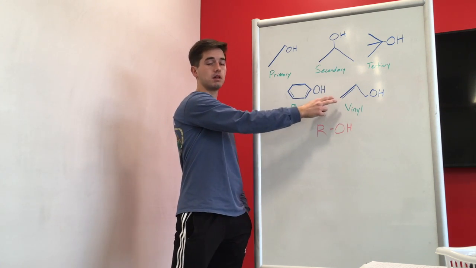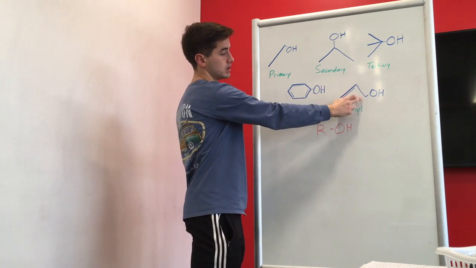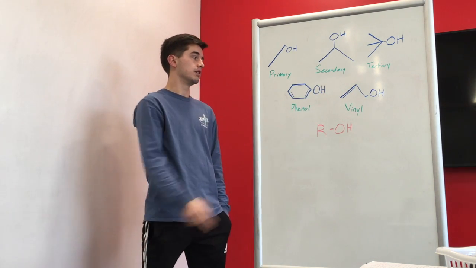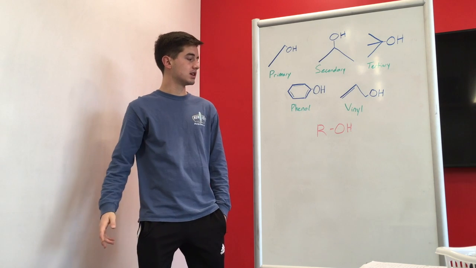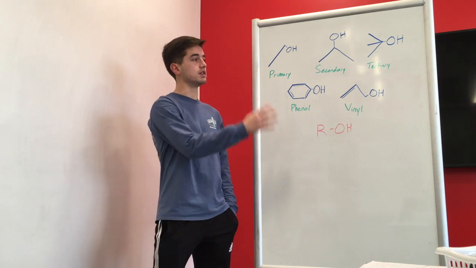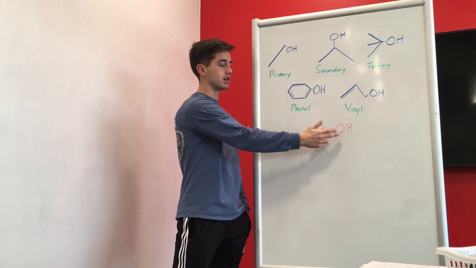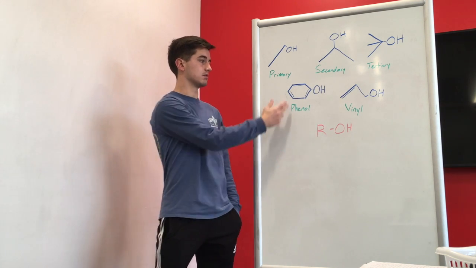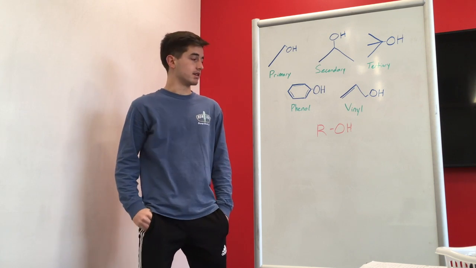And a vinyl alcohol is where the OH is connected to a carbon that has resonance with a double bonded carbon. But once again, the basic structure of all of these is an OH connected to just a carbon chain or like a benzene ring or something like that.